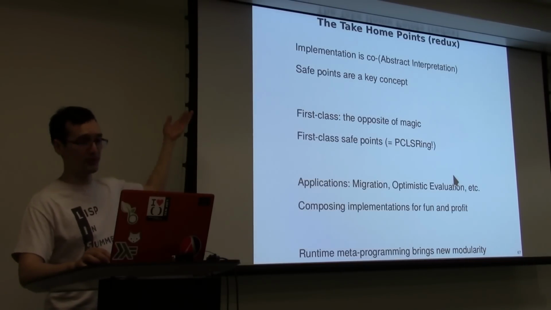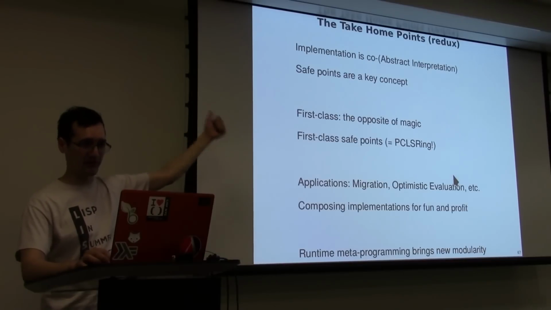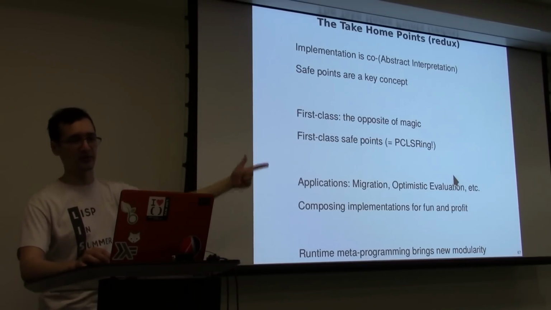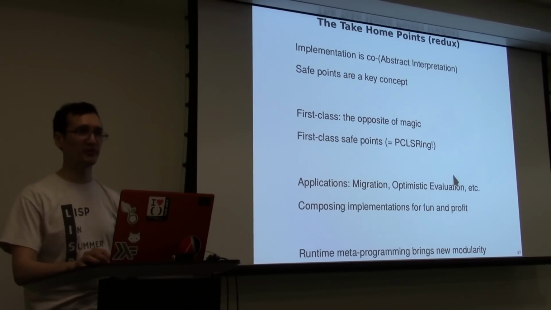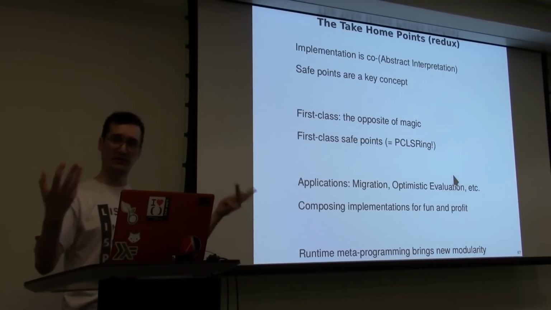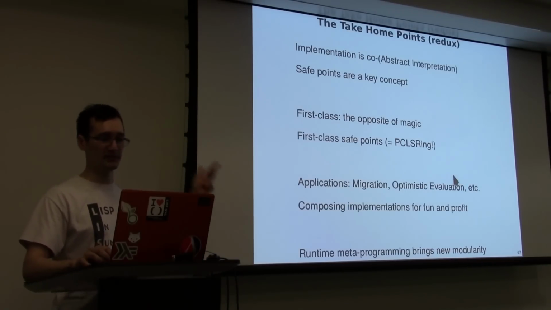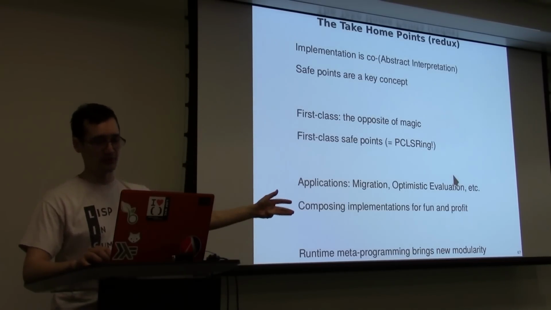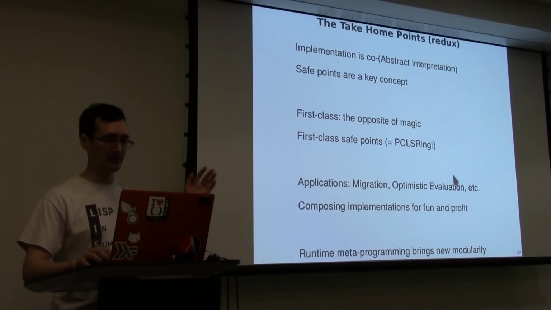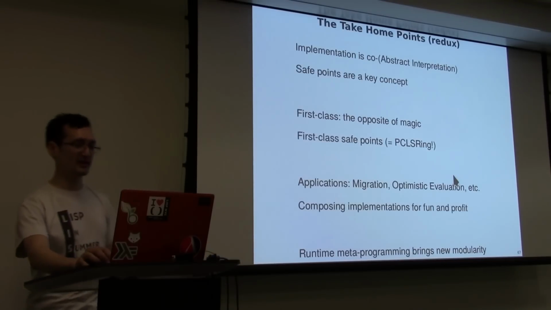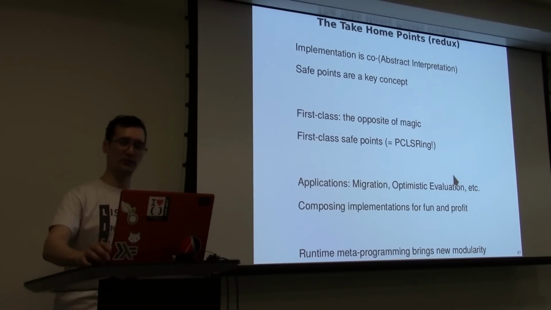Okay, so my take-home points were: implementation goes the other way of abstract interpretation. Safe points are a key concept. First class is the opposite of magic. It's about making things visible to the users, and not magically done by the system. And first-class safe points are very cool. They allow things like migration and many other things. And you can then compose that implementation for fun and profit and have a new kind of modularity for your program.